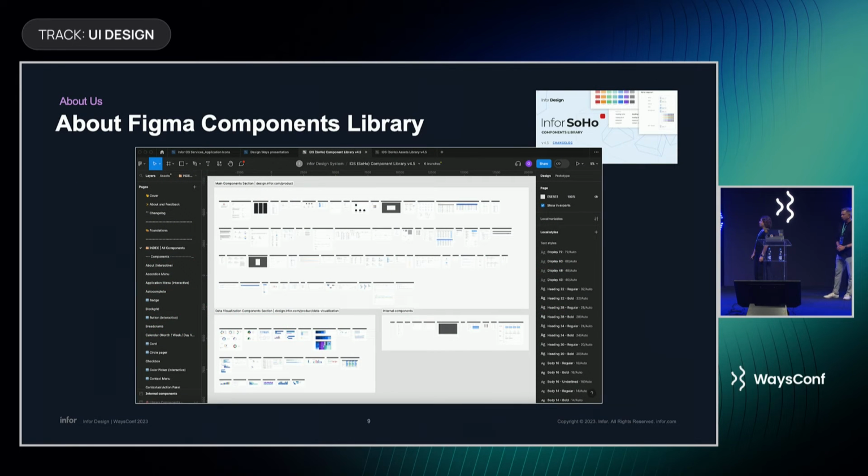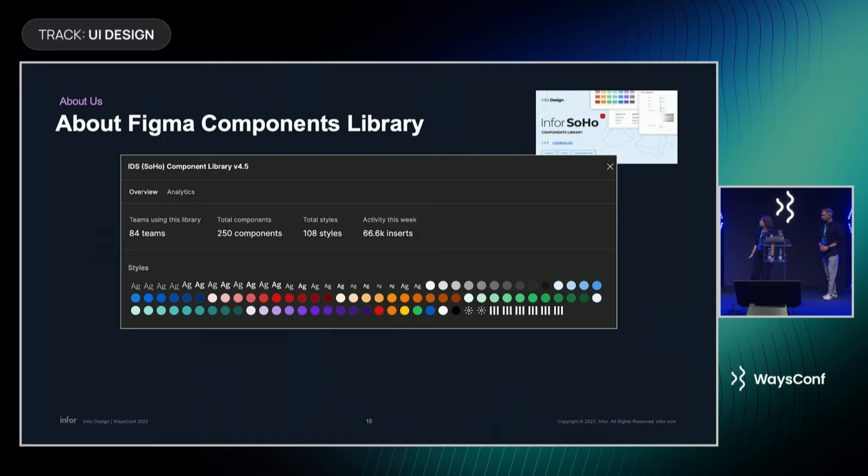And here is a screenshot of our Figma components library. This is the Figma page, just to familiarize you with it. And this talk is going to focus mostly on the Figma components library. Here is the analytics screen. You see, this is a pretty heavily used library. We have around 70,000 inserts in a week, and almost 90 teams using it. You see we have styles, like color styles defined, font styles, some effects and grids.